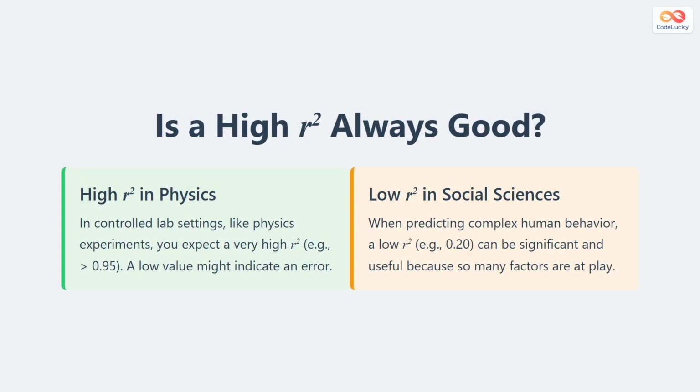Is that good? Not necessarily. The context is crucial. In a controlled physics experiment, you'd expect a very high R-squared, close to 1. But in fields like social sciences, where human behavior is very complex, a much lower R-squared, like 0.2, could be very meaningful and insightful.